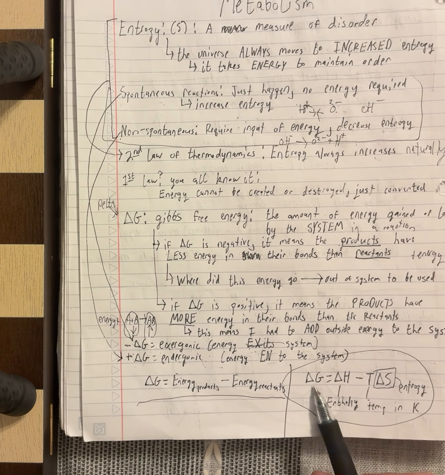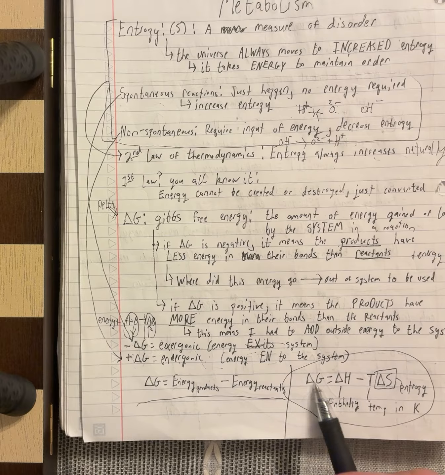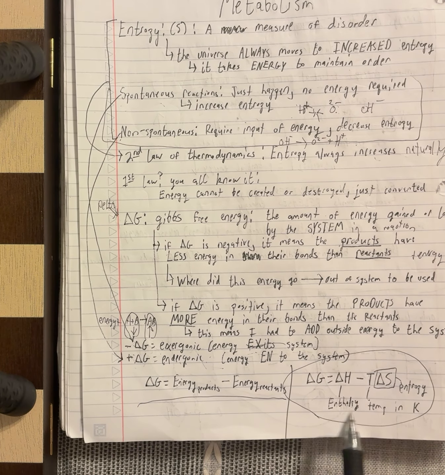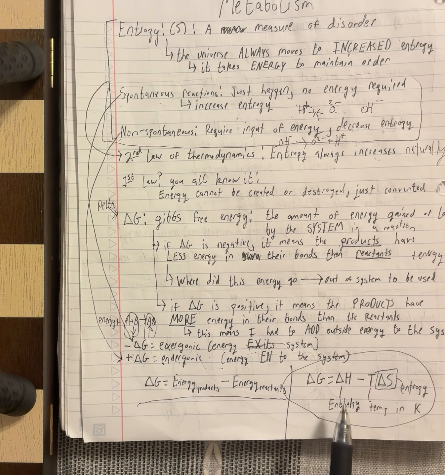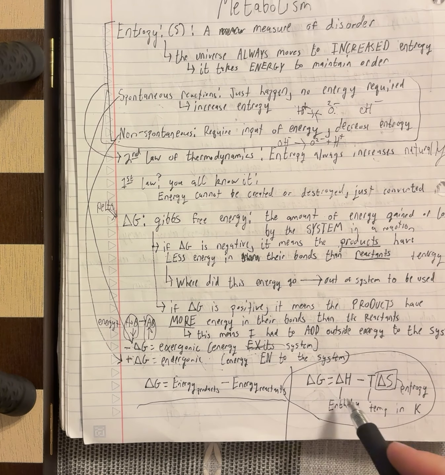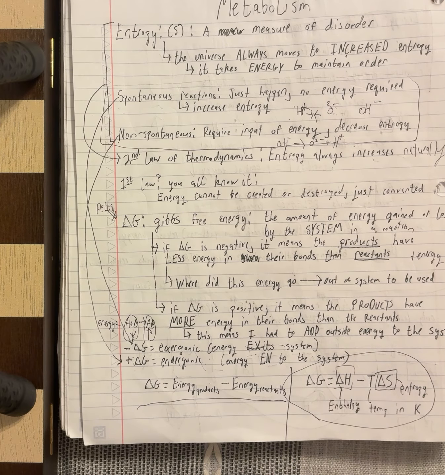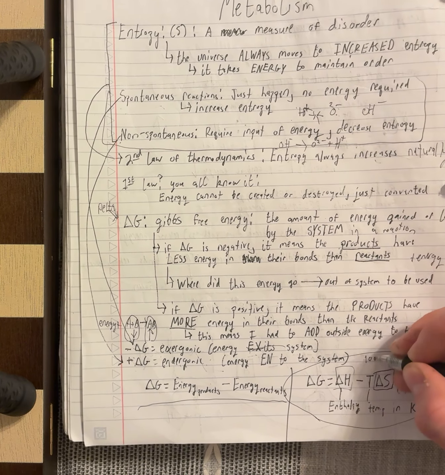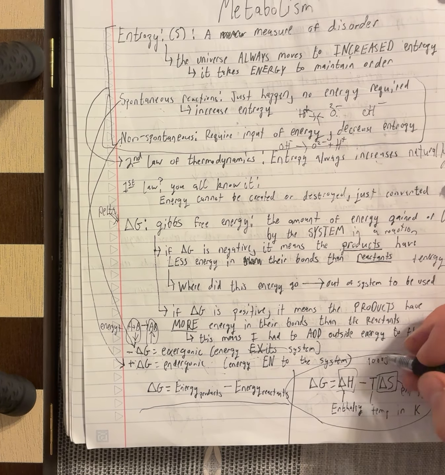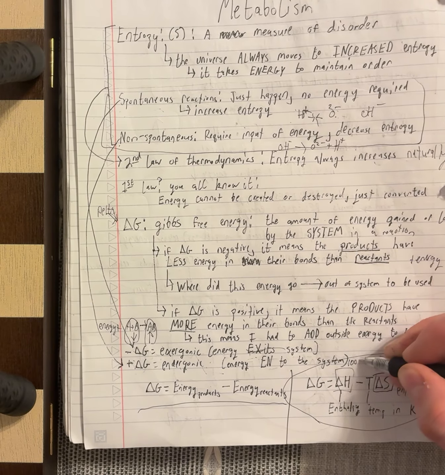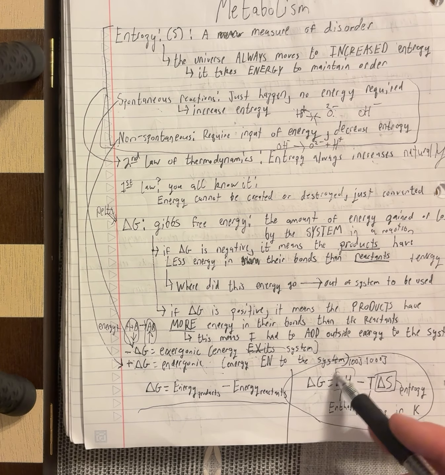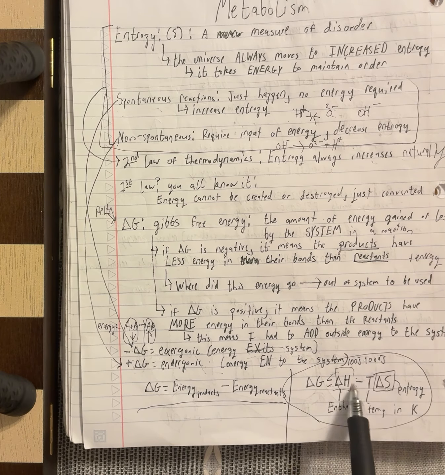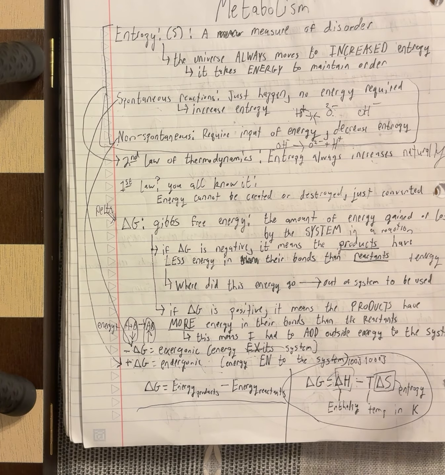Delta G, which is Gibbs free energy, the amount of energy gained or lost by the system, equals delta H, which is enthalpy, which is essentially a measure of potential energy. This would be given to you. Keep in mind, though, this is delta H. It's the change. So let's say that my products have 1,000 joules and my reactants only had 100 joules. This delta H is the change. So I gained 900 joules, so this would be 900.